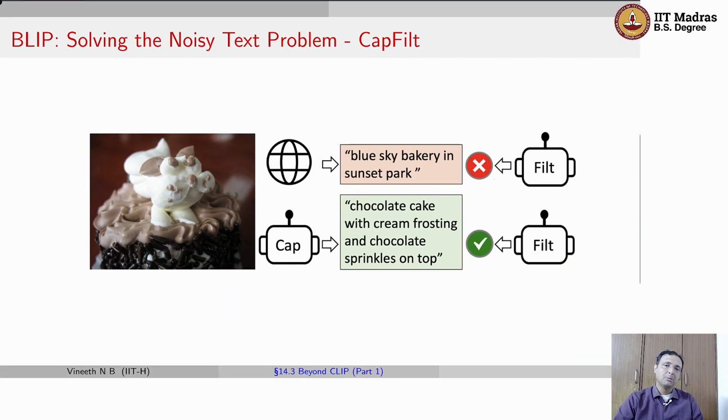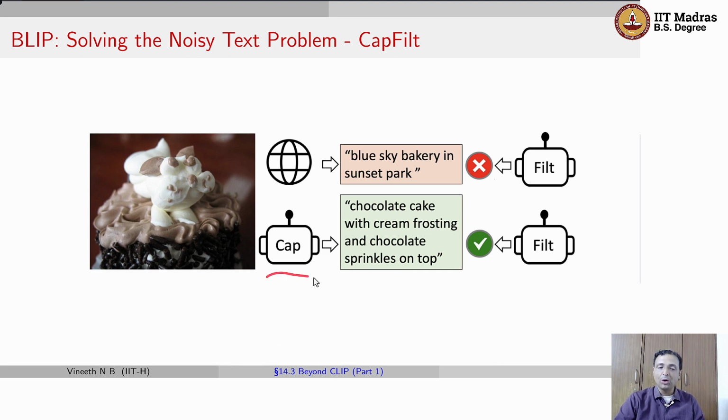Beyond this, BLIP also points out this issue of noisy web scraped text being suboptimal in learning good vision language representations. They also do something about it. What do they do? They have a pretty strong process for this. Let's try to talk about them.